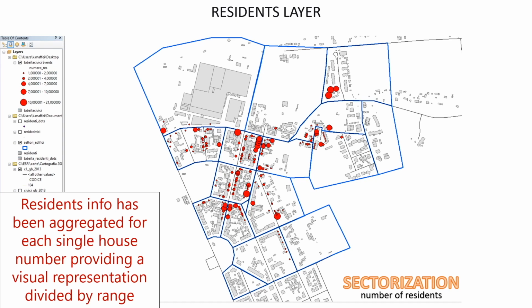For sure, it is just a reference, because, for example, in the industrial area you don't see any residents, because for sure, being an industrial area, there are no residents. But for the residential area in general, this is for sure very important information, because it lets us know immediately where the buildings with more residents inside are.